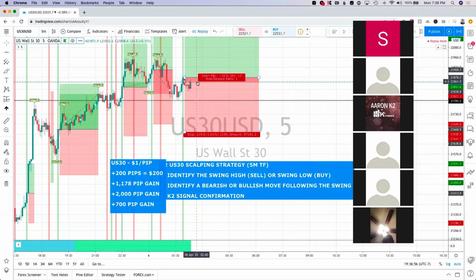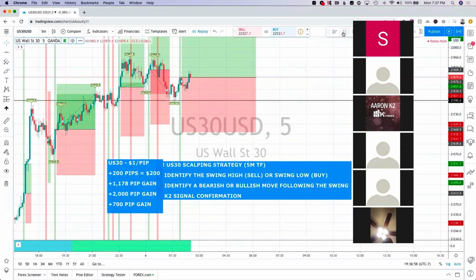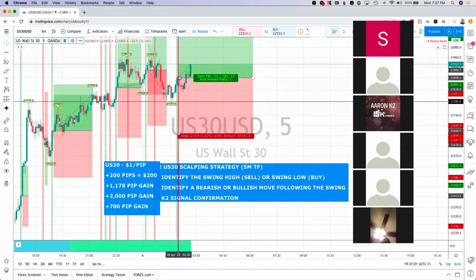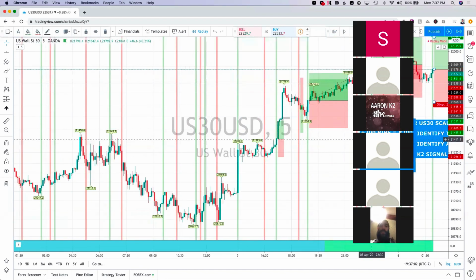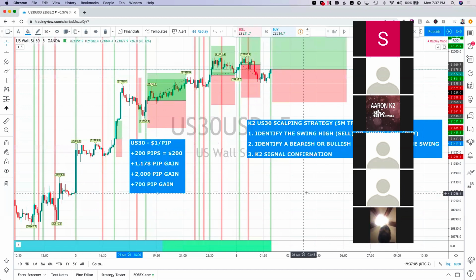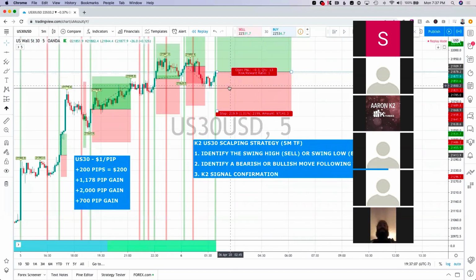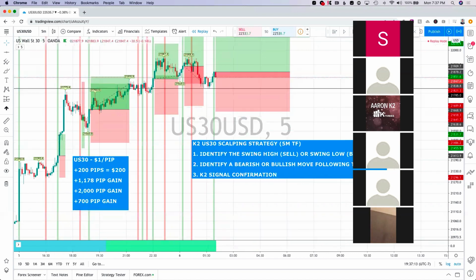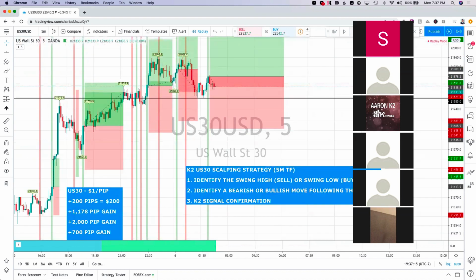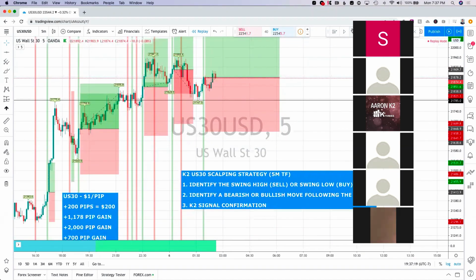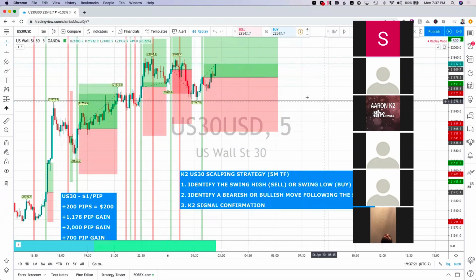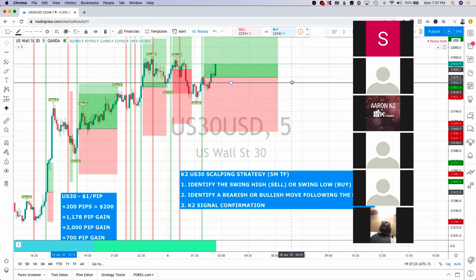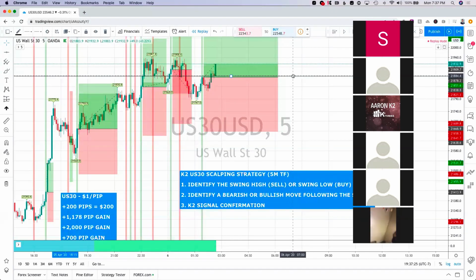All right, so right here we have a valid entry. Like I said earlier, first you identify the swing low. You make sure there's a bullish movement following it, and then the K2 signal. So right here we have the setup. You guys got to make sure to move your stop loss in profit as price moves into profit. So right here we have a bullish move up. I would have moved my stop loss slightly in profit at the low of that candle.